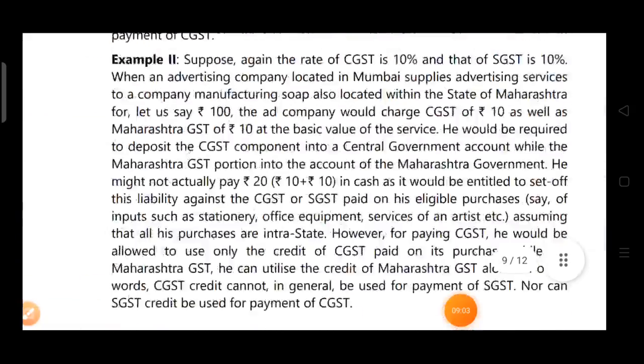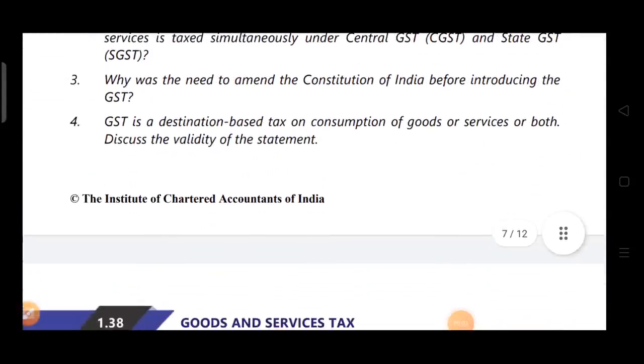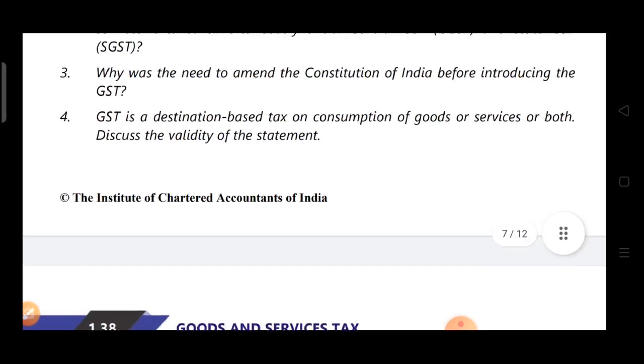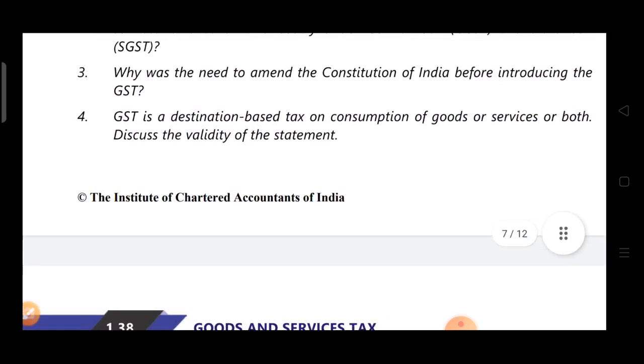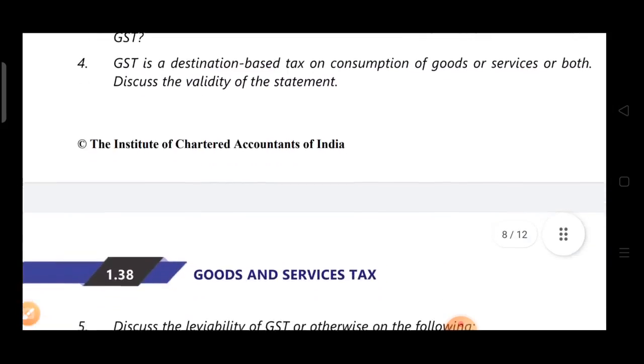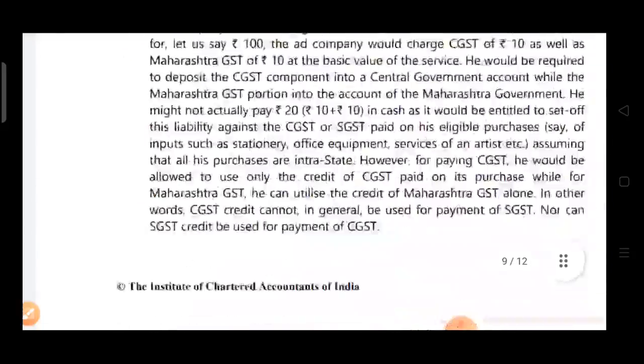Now question number 4. GST is a destination based tax on consumption of goods or services or both. Discuss the validity of the statement. Now you have to discuss whether the statement is valid or not. Obviously it is valid. See the answer that they have written.